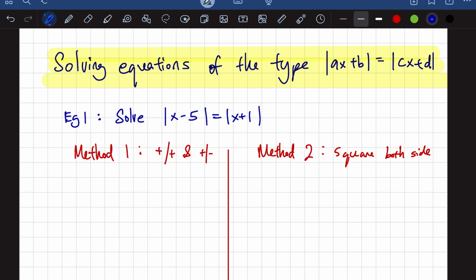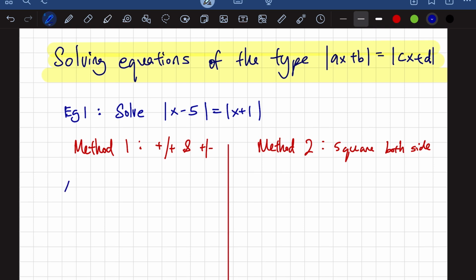The first method we call the plus plus or plus minus and plus minus method. What we will essentially do is equate both the modulus as if they were positive linear equations. That will be our first step. So I'm going to say x minus 5 equals x plus 1. This is the plus plus.